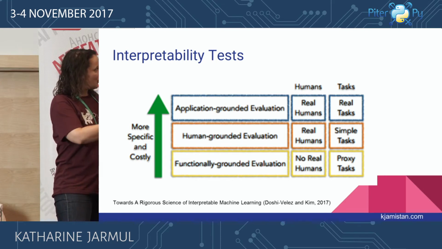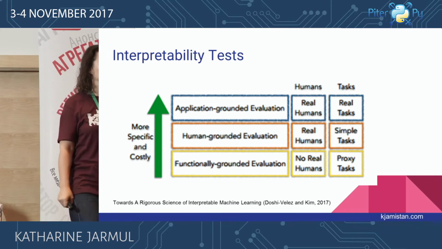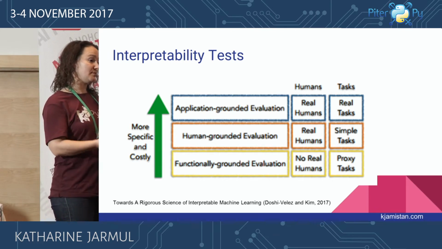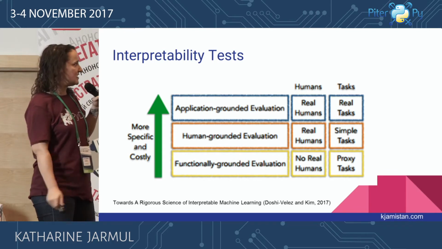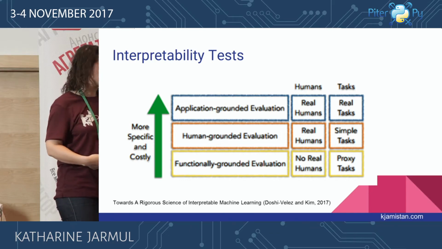Of course, as we go up the taxonomy, it gets more costly and it gets more specific. So whether this is generalizable for every machine learning interpretability problem is to be debated. But particularly if you're doing something where a human needs to make a decision based on your model, you should be thinking about how to do these application level evaluations.